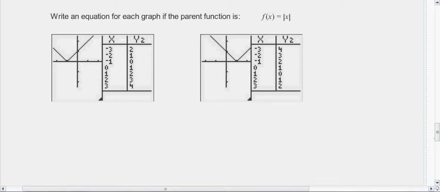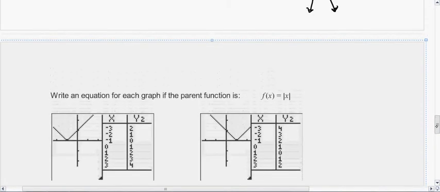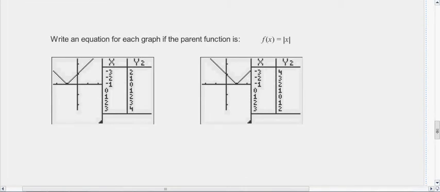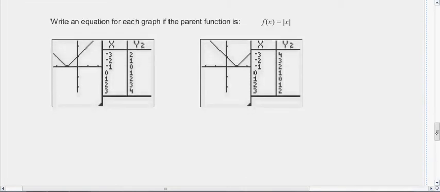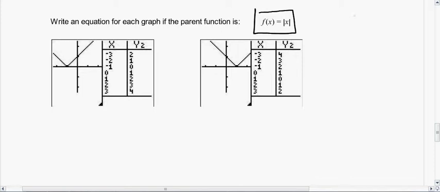All right, last video in this transformation series. In this video, we are going to write equations given graphs and some table of values. For all of our problems, we're using the same parent function. We're going to use the absolute value function, f of x equals the absolute value of x, and the parent function's graph looks like the very familiar V.